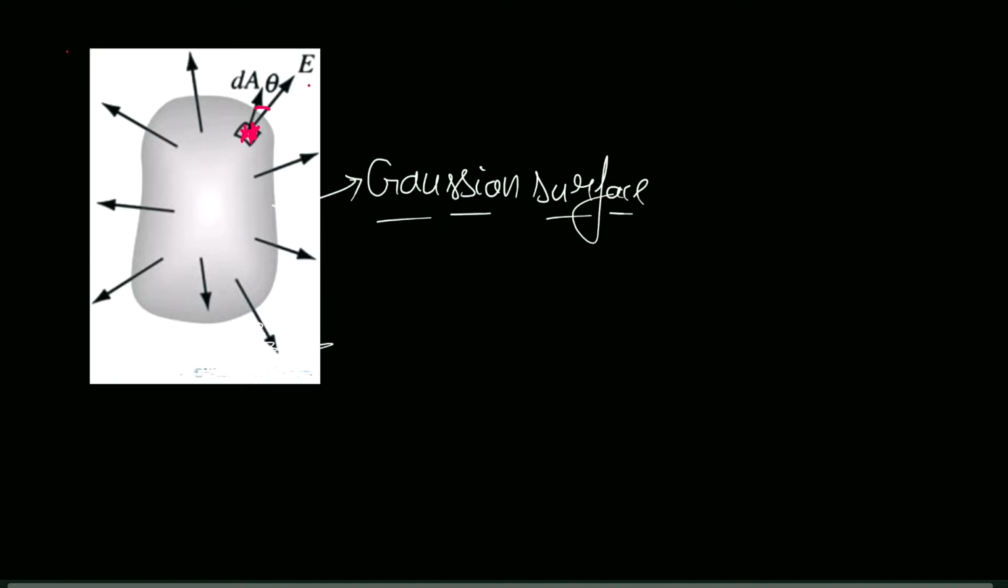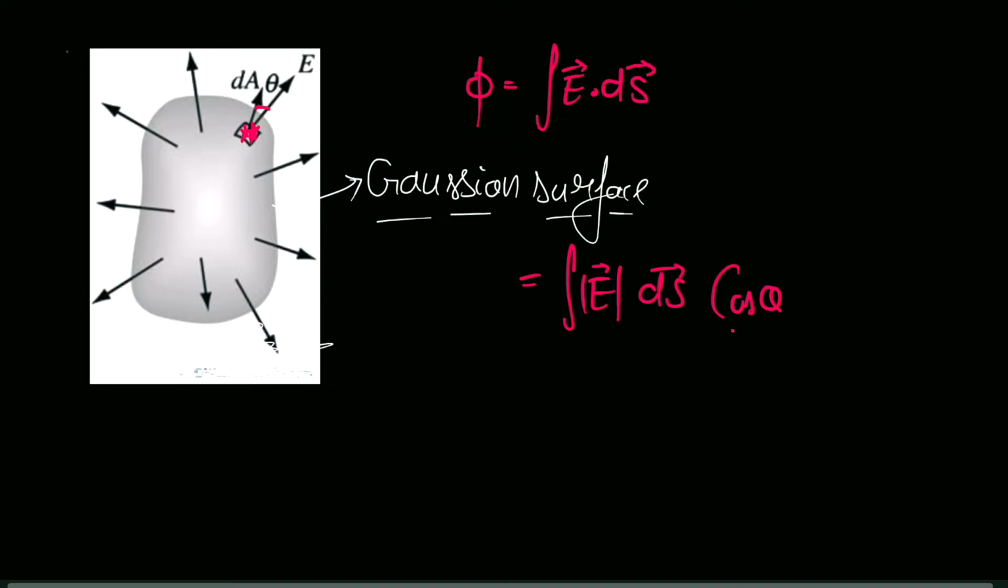theta. The flux is the E vector dot dA vector, and in the dot product, we write E magnitude, dA magnitude, and cos theta, where theta is the angle between the E vector and the dA vector that I have represented in this diagram. And these are the electric field lines coming out from the Gaussian surface area.